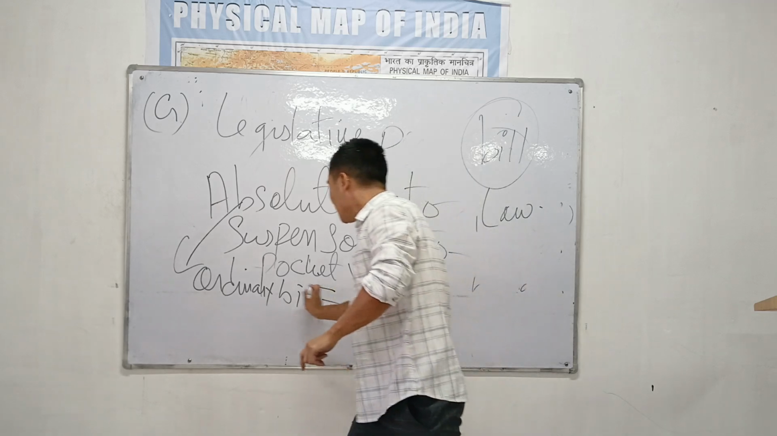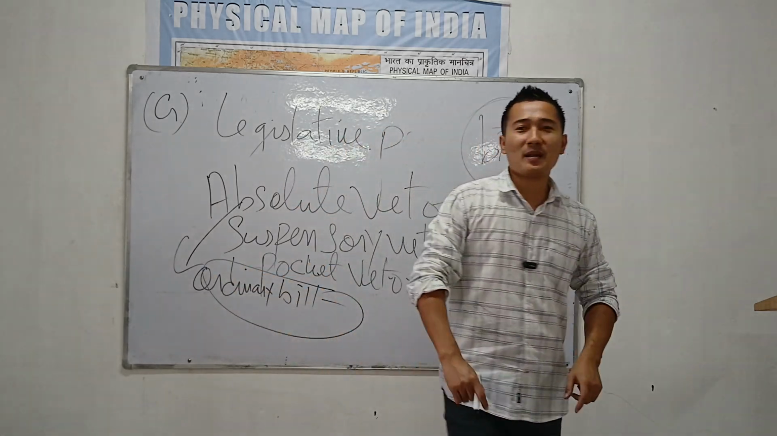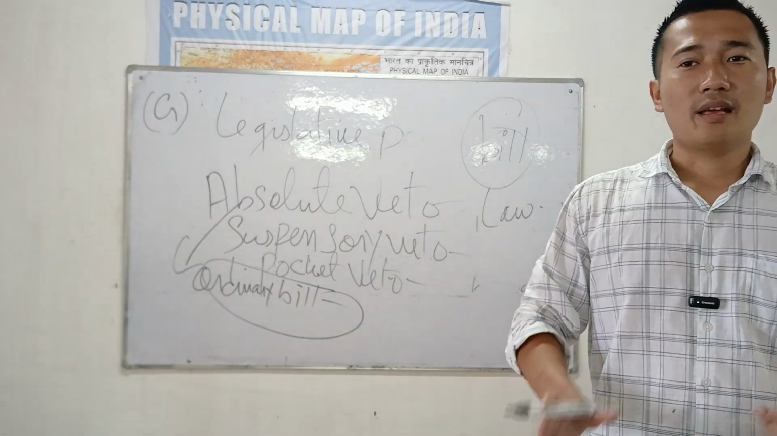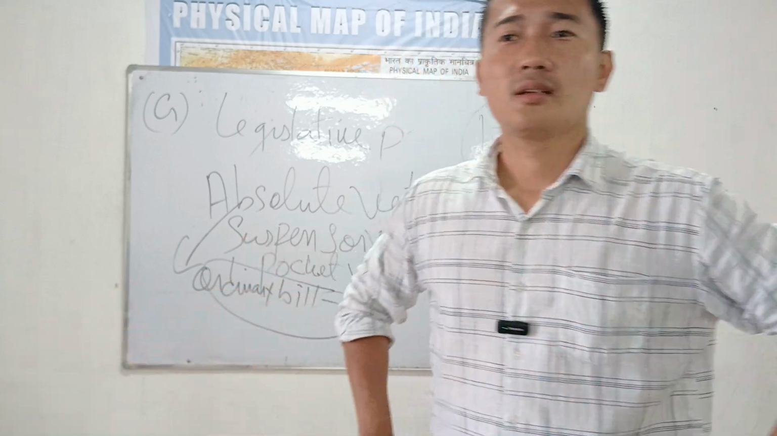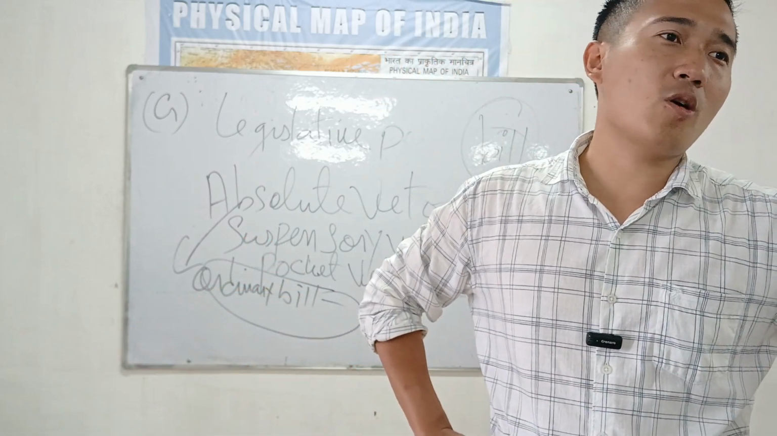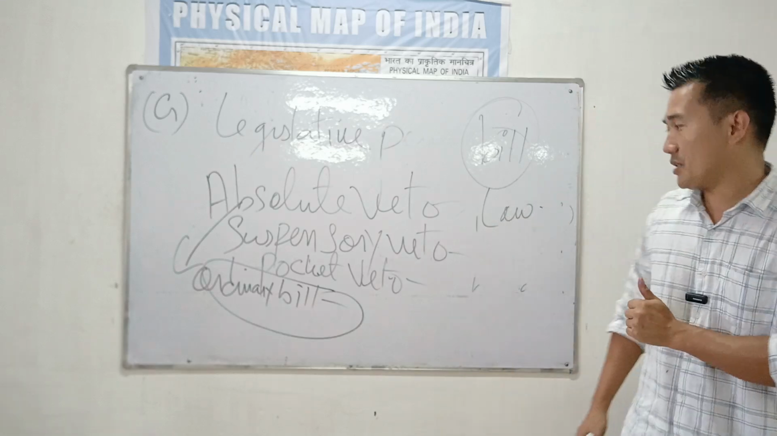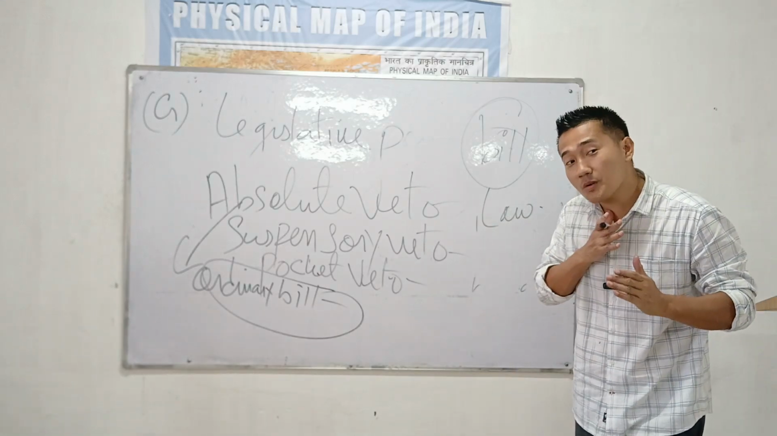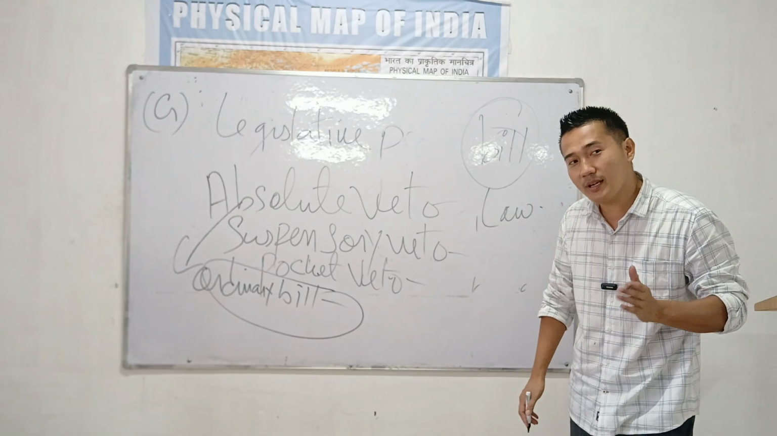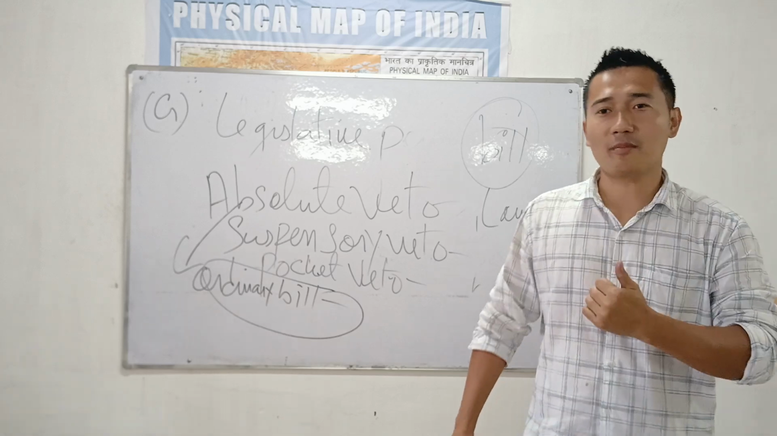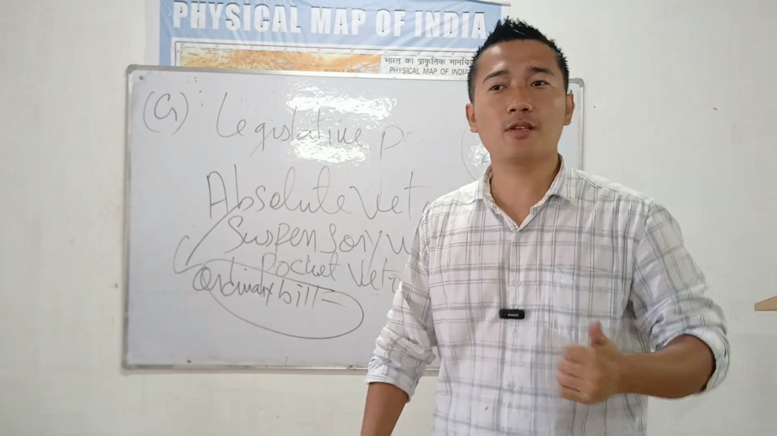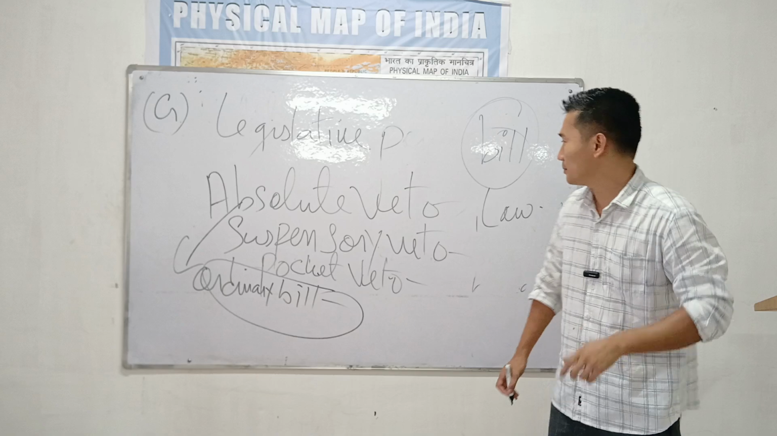However, if the ordinary bill is passed again by the Parliament and given to the President, the President has no other option but to give signature. That is why there was a question: how many times can an ordinary bill be rejected by the President? Only one time. So that is known as absolute veto. Rejecting the bill altogether. I will not sign it.